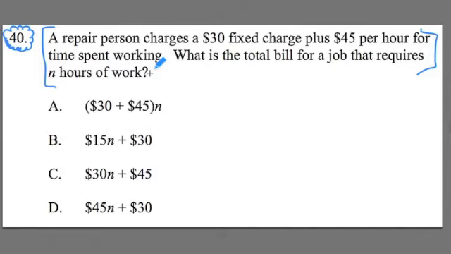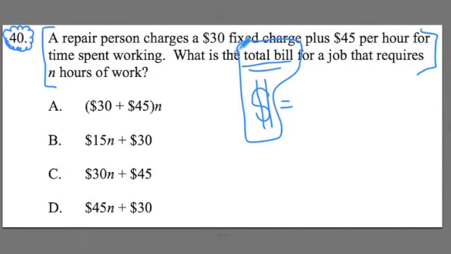This is one of those problems where they give you a real-life scenario. You've got to pull the math out of it and express the real-life scenario in an expression. These are all expressions. I can make it an equation by adding an equal sign here. Now, what are we looking for? We're looking for the expression that equals the total bill. The total bill is the total money that the repair person is going to get. So we're looking for the expression that's equal to that. What is the total bill that this person is going to get for that job? What would that be equal to?